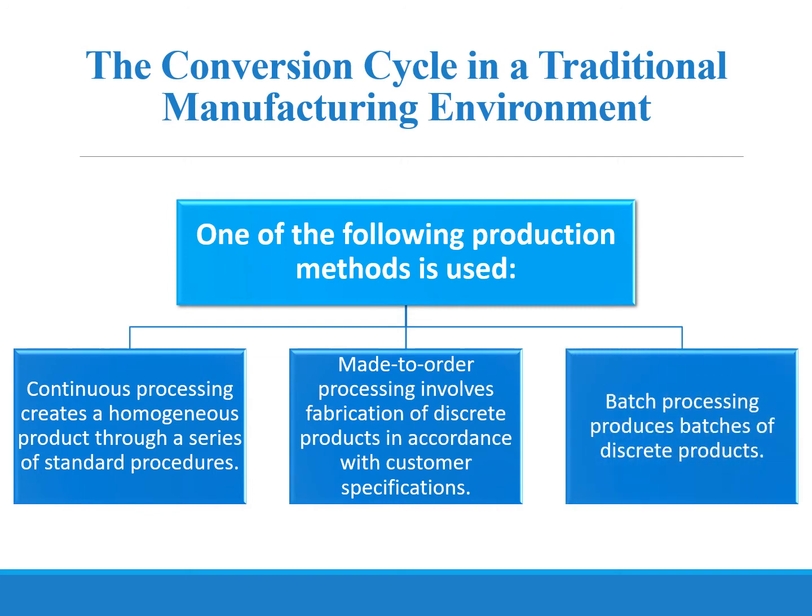And then batch processing produces batches of discrete products. It is quite similar to continuous processing, but the difference here is that they don't continuously produce in a homogeneous manner. Instead they produce a huge amount without waiting for orders to be made by customers. So they produce in a batch, create the product, and then send it to the market.